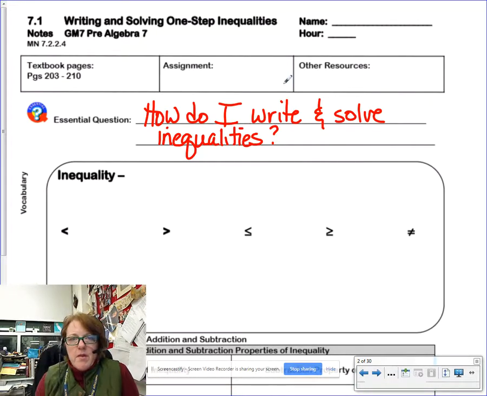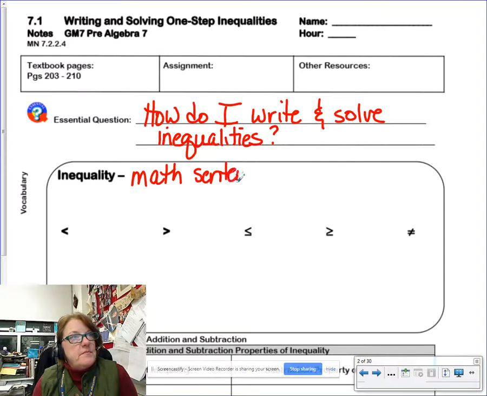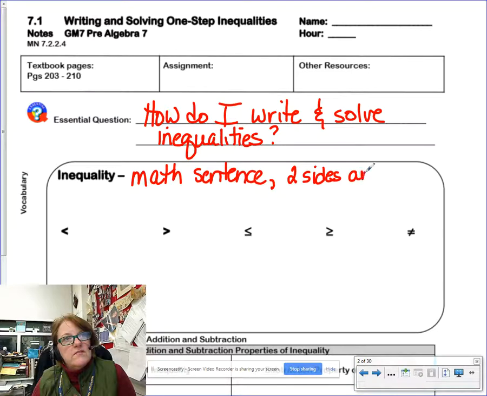So first we'd better come up with just a definitive vocabulary definition for inequality. And basically here's what I'm going to have you write down. It's a math sentence, but instead of having an equal sign, it's going to have one of these inequality signs. And what that means is that the two sides aren't equal. Which means we're going to have to use one of these 5 signs.